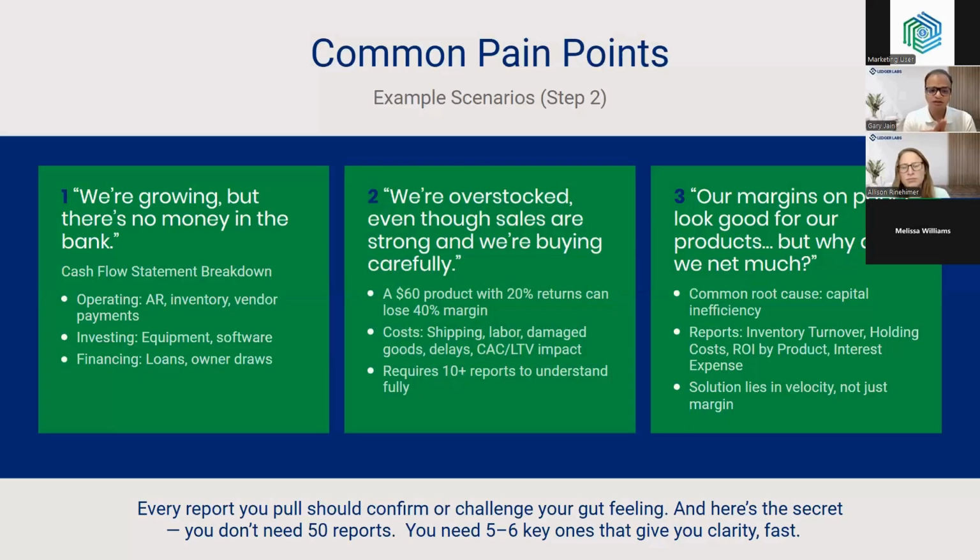There's no shortcut here; it's deductive and strategic work. No single report and no single strategy would work. Every report you pull should confirm or challenge your gut feeling. And here's the secret: you don't need 50 reports. You just need 4, 5, or 6 key reports, which can give you a sufficient picture. The value drops as you bring in more reports. There's not much realized value after a certain point.